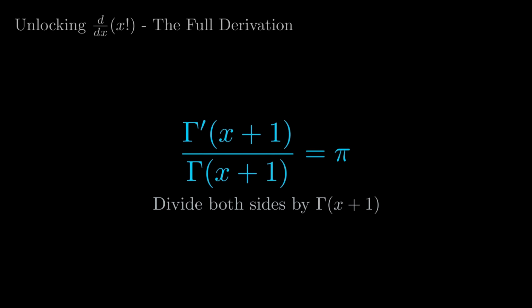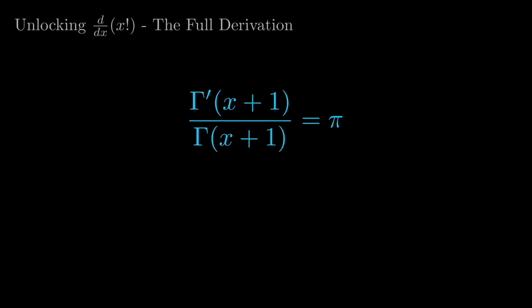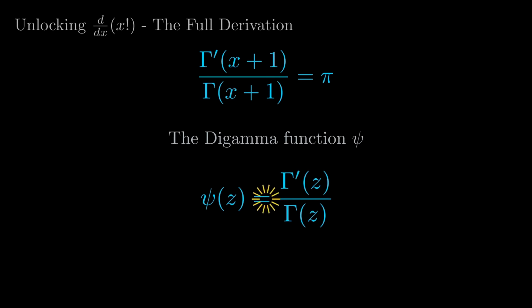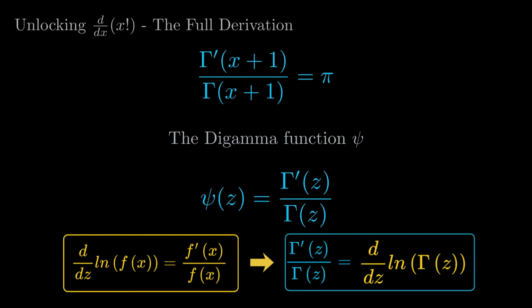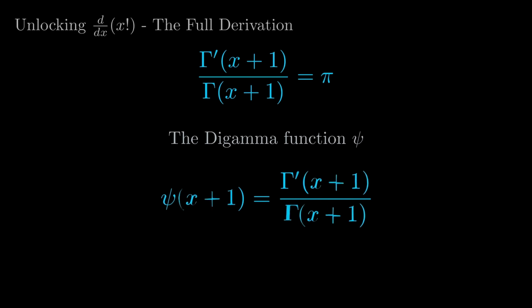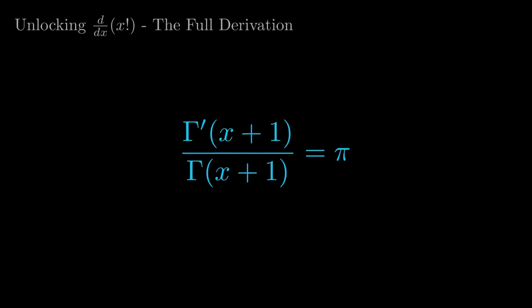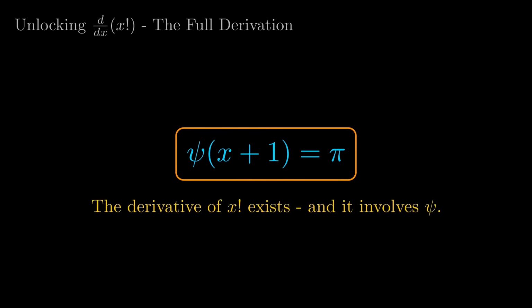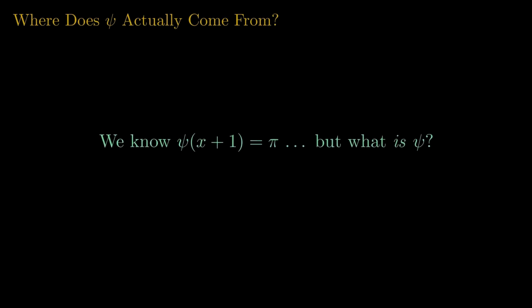Now divide both sides by gamma of x plus 1. That gives gamma prime of x plus 1 over gamma of x plus 1 equals pi. And this ratio is important because it already has a name, the digamma function. By definition, psi of z equals gamma prime of z over gamma of z. So if we substitute z equals x plus 1, the whole problem collapses into one compact equation, psi of x plus 1 equals pi. We now know that our equation has become psi of x plus 1 equals pi.